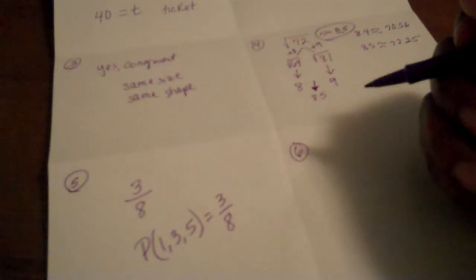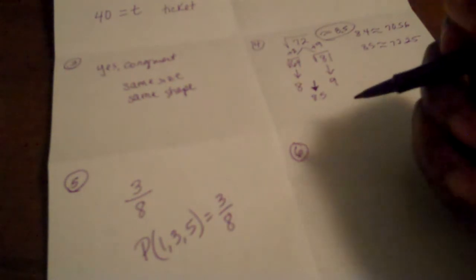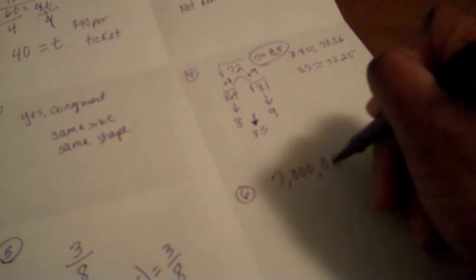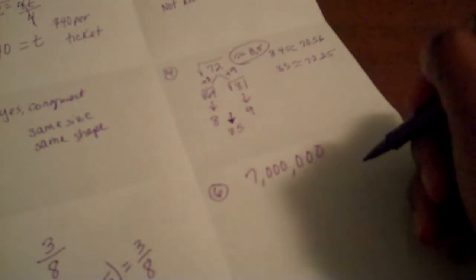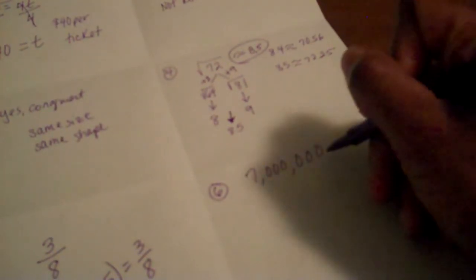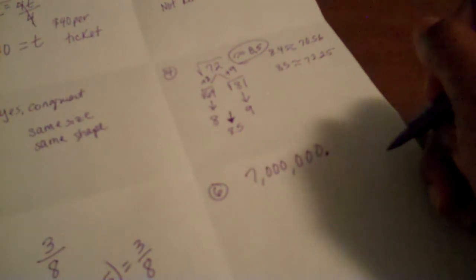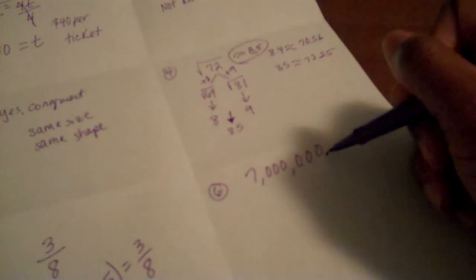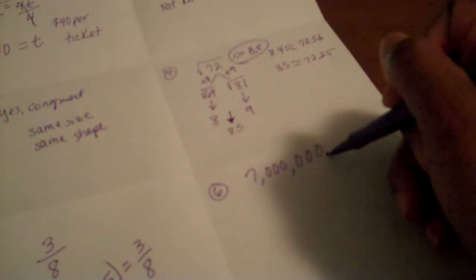Now we're going to write 7 million as scientific notation. So I'm taking 7 million and I'm going to convert that number into scientific notation. Well, the decimal is here behind the ones place, and I'm going to count so that I end up with a number between 1 and 10.